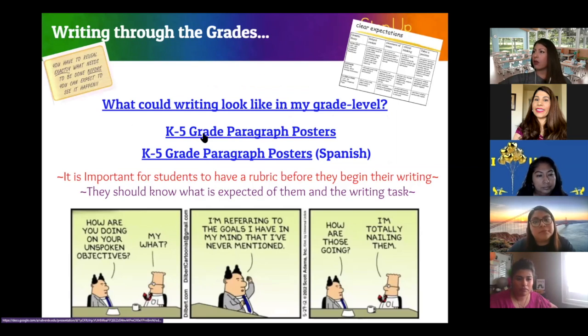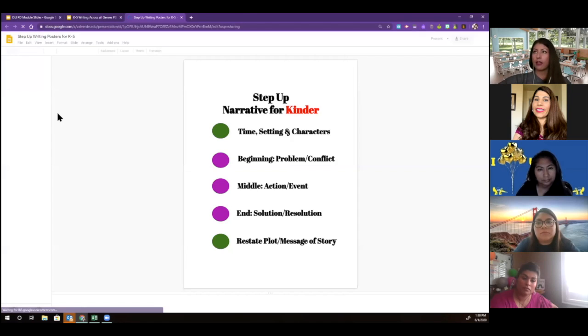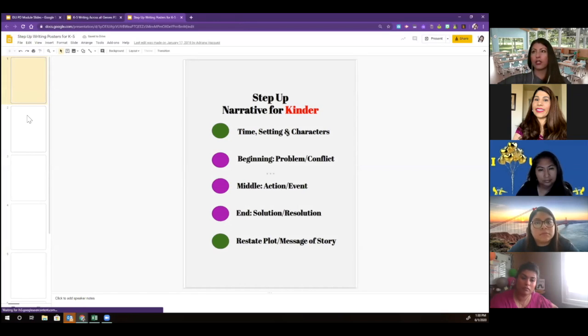So I wanted to share with you some posters that we have here of what writing could look like in your grade level. And I know that Triple Crown, during the time that this was rolled out, and by the way, we also have it in Spanish, but I'm going to open up the English posters right now. So what we created at Triple Crown specifically were these expectations for what the students should be writing at every single grade level.